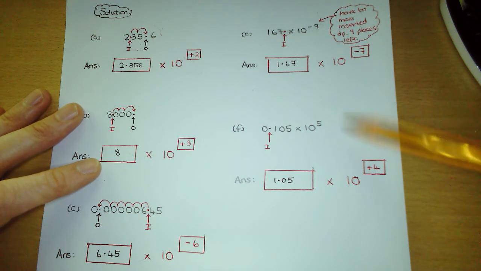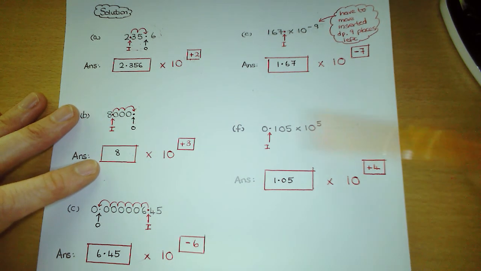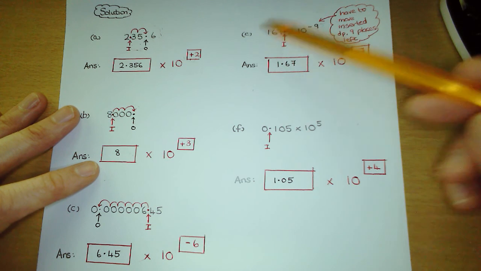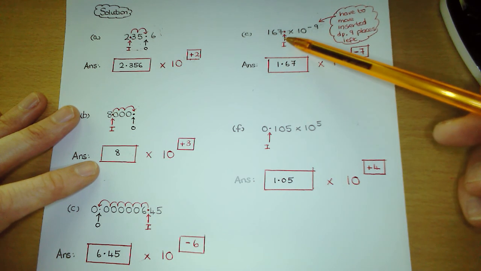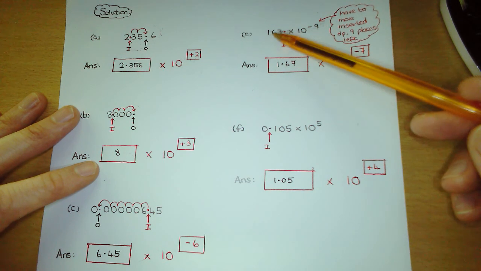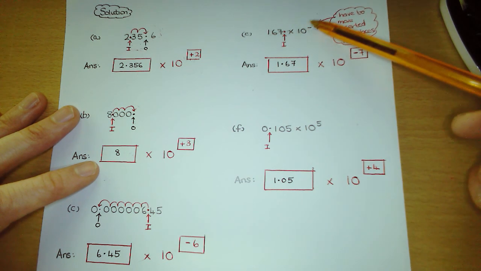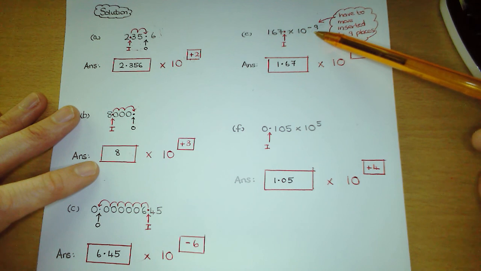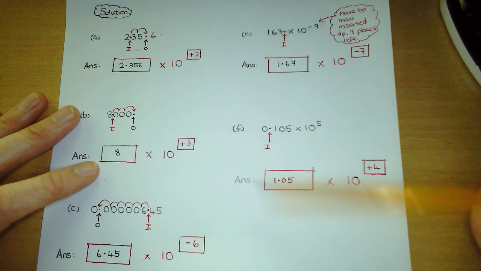Okay. So those last two examples are just a little bit trickier because it looks like they're in standard form, but they're not. The inserted decimal point is in the wrong place. You need to put it in the right place, but by putting it in the right place, that will affect the power of 10. That will affect the number of places that you're going to have to move it.